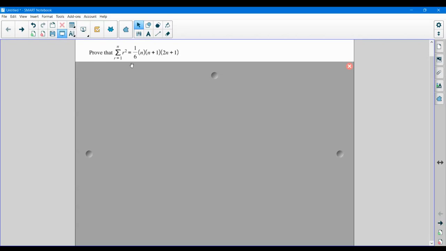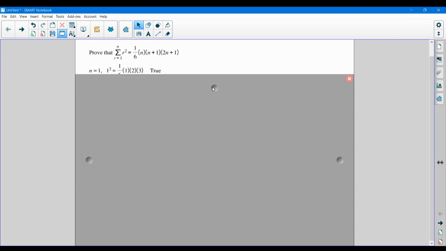Here we're going to prove that the sum of the first r squared numbers is this here. Now this is actually just the proof of the first square numbers, and we're going to do this using induction. If you're new to induction, I'm just going to talk you through all the processes.